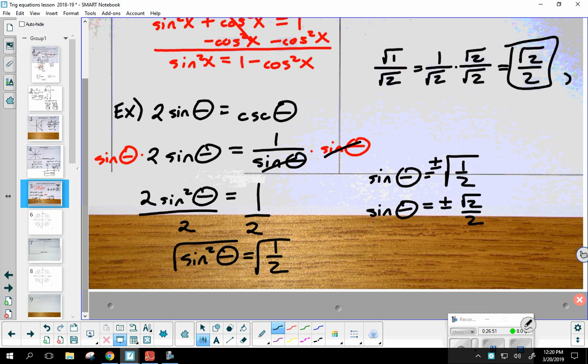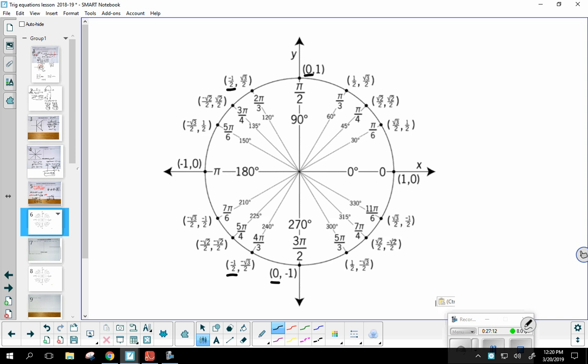Would it just be 2? Would it be all 4? What are we looking at? Why all 4? Because I want both positive and negative. As long as I can find a y value that is square root of 2 over 2, it doesn't matter if it's positive or negative. Okay, so let's go on over here to the unit circle.